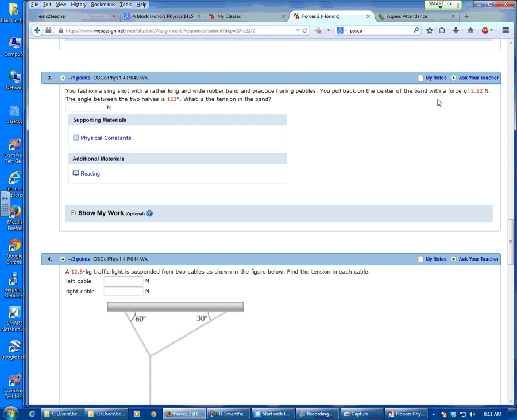All right, so we're going to do number 3. You make a slingshot with a rather long, wide rubber band, practice hurling pebbles. The force of this and the angle between the two halves is this. What is the tension in the band? Okay.